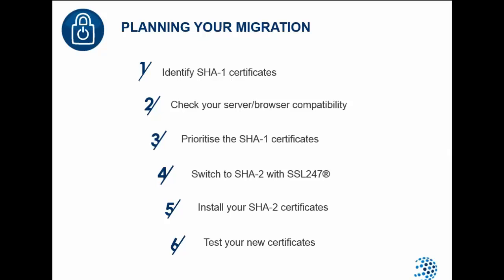Part 1 is identifying your SHA-1 certificates. Once you've done that, check whether your server and your browser are compatible or not. Prioritize the SHA-1 certificates: which ones are most important, which ones are not so important. Then switch to SHA-2 with SSL 247, install your SHA-2 certificates, and test your new certificate.